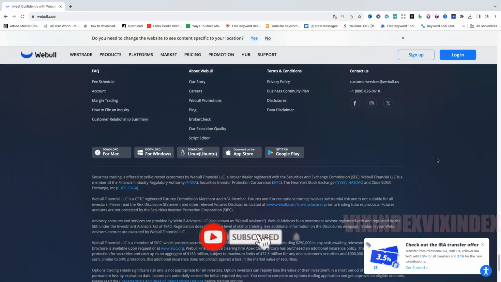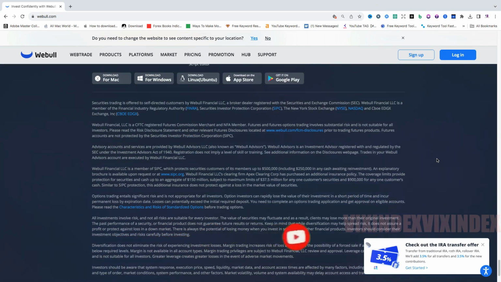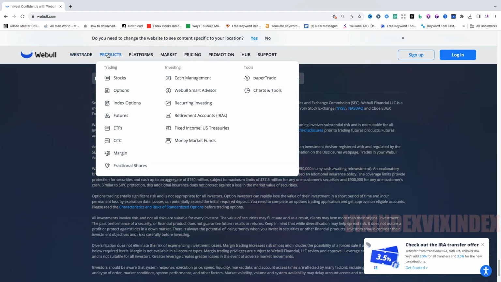How does Webull make money? Webull, a popular commission-free trading platform, generates revenue through several channels despite offering free trades to users. Here are the primary ways Webull makes money.